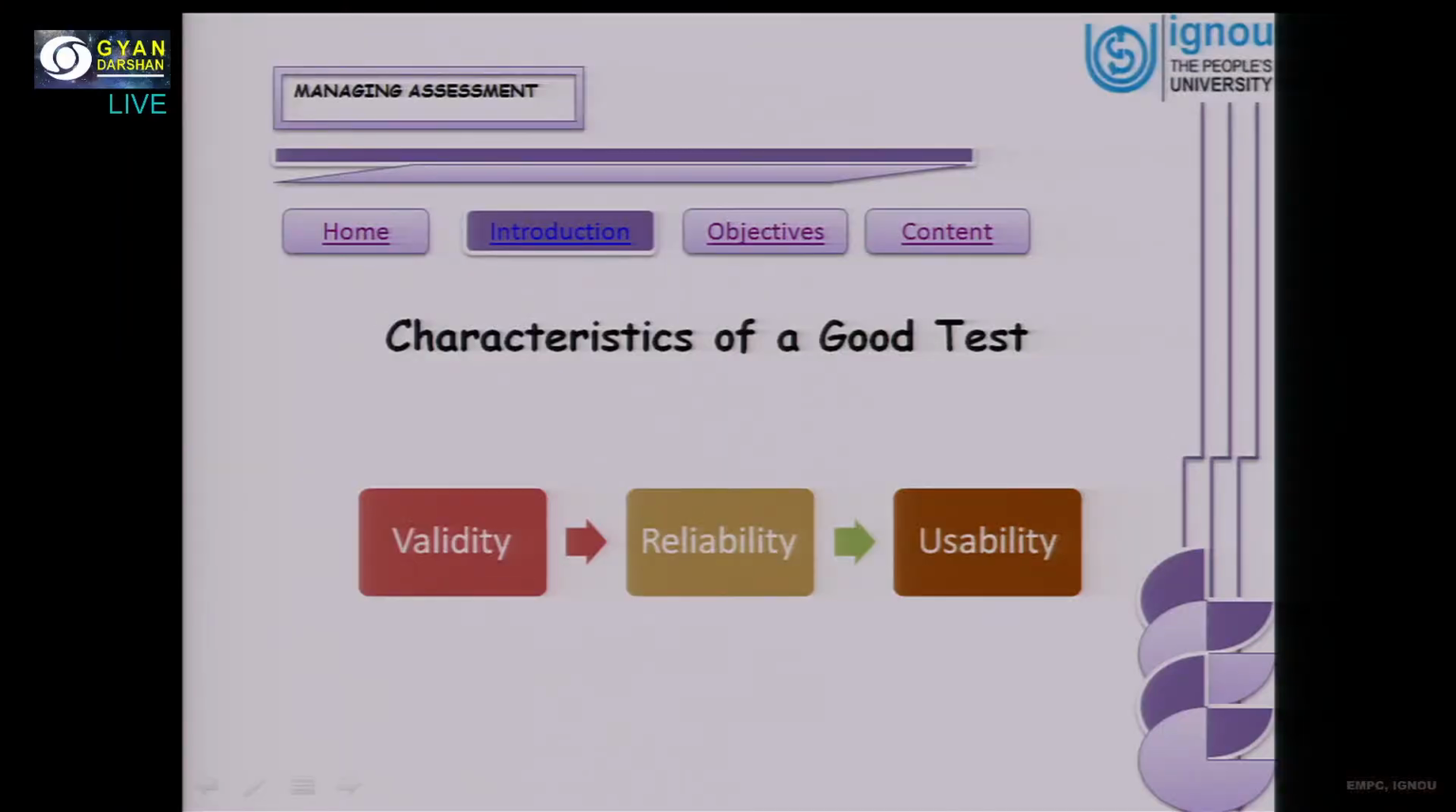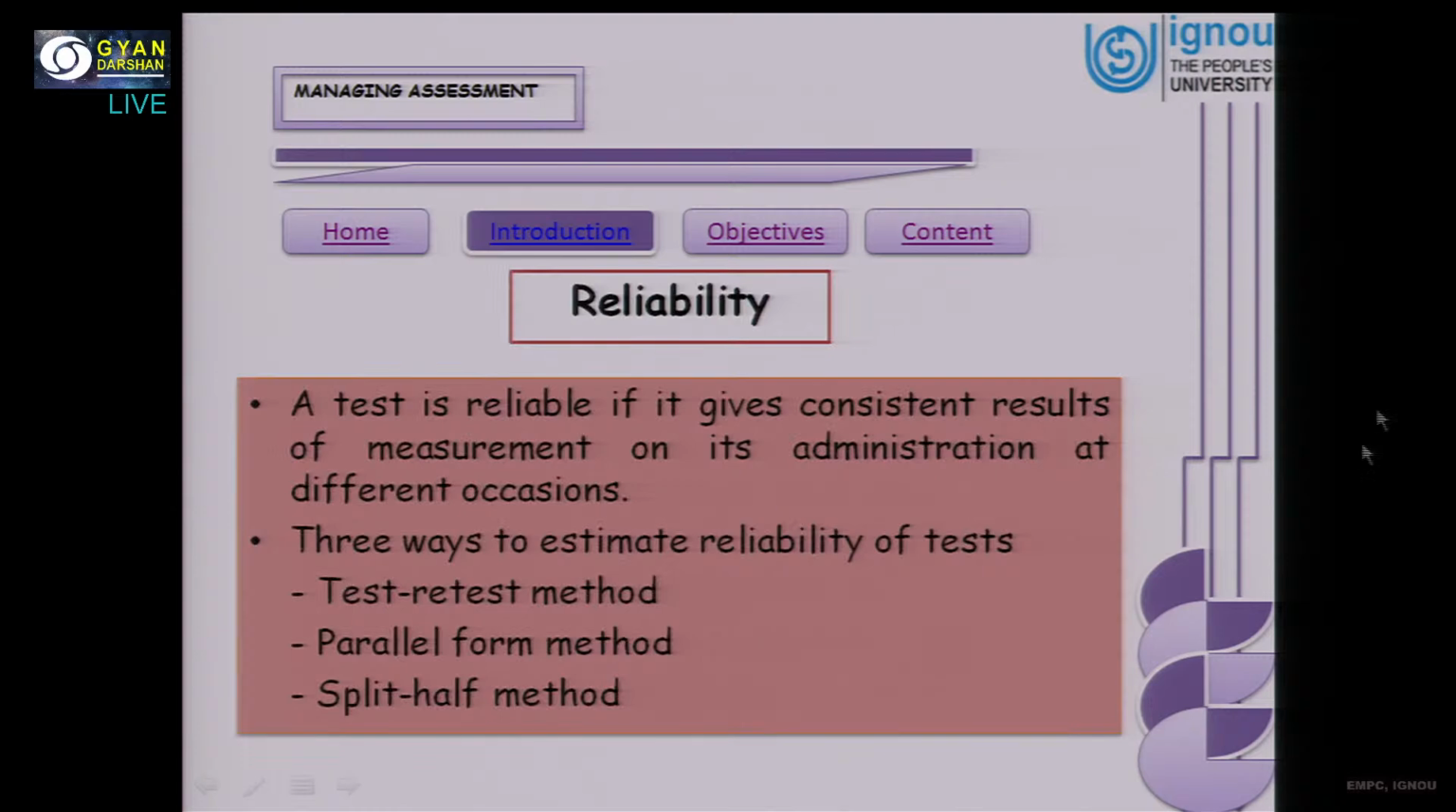Next, we can discuss the characteristics of a good test. We know that in the classroom, there are teacher-made tests and standardized tests. So here, what are the characteristics of a good test? When we think of characteristics, we have to say about the three terms: validity, reliability, and usability.